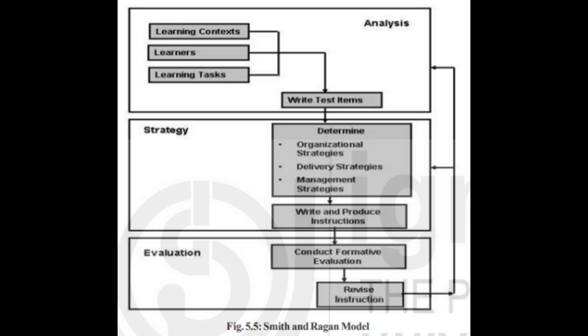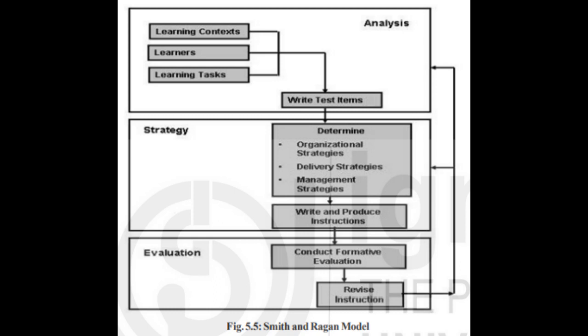5.3.6 Smith and Ragan model. Smith and Ragan, 1999, model of instructional design has 3 phases: analysis, strategy and evaluation. These 3 phases include 8 steps, which are analyzing the learning contexts, analyzing the learners, analyzing the learning tasks, writing test items, determining the instructional strategies, writing and producing instruction, conducting formative evaluation and revising instruction.